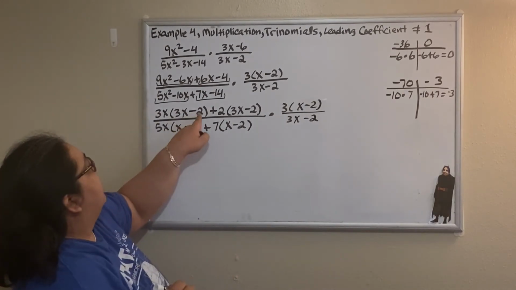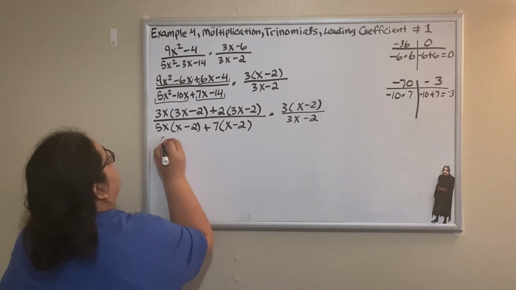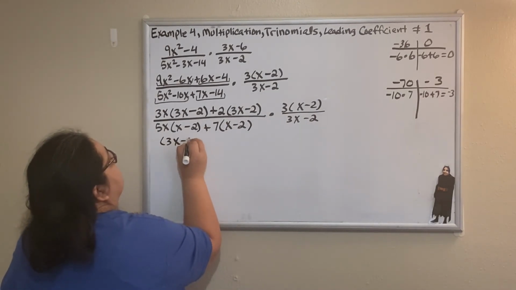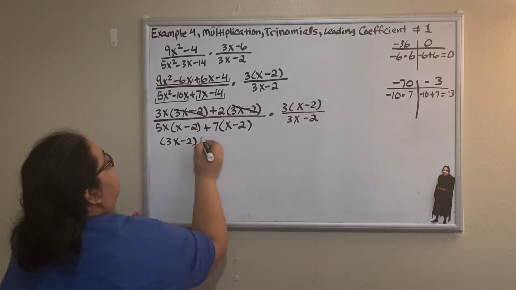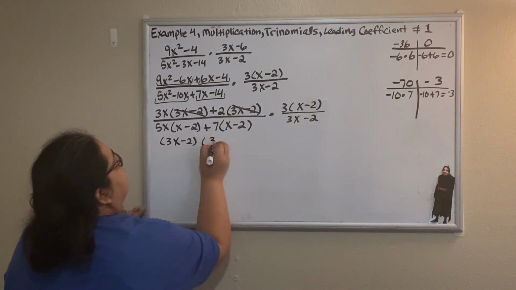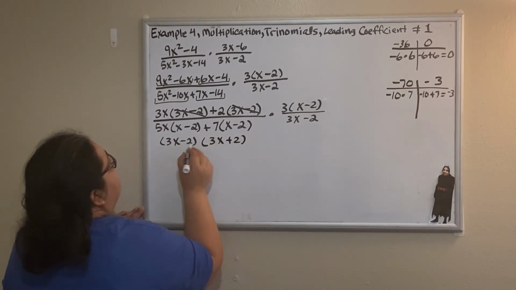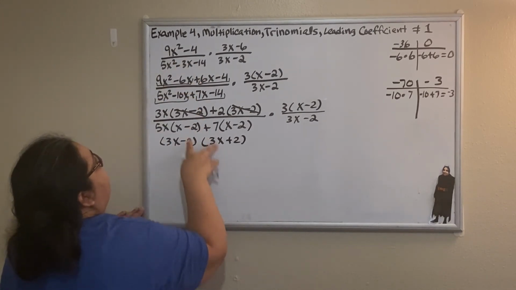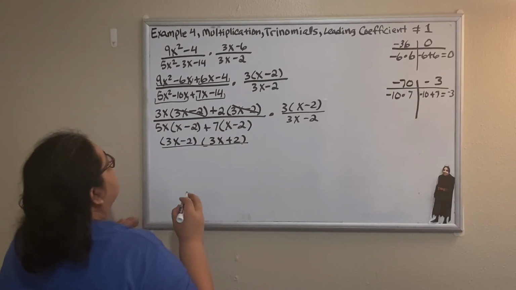Now, notice I have the same factor here, 3x minus 2. So we're going to factor that out. We're going to say 3x minus 2, and then we're going to go ahead and cross it off here. We don't need it anymore. Now, our next factor is the remaining terms, 3x plus 2. So 3x plus 2, and now that's fully factored. These are the factors of 9x squared minus 4 over.